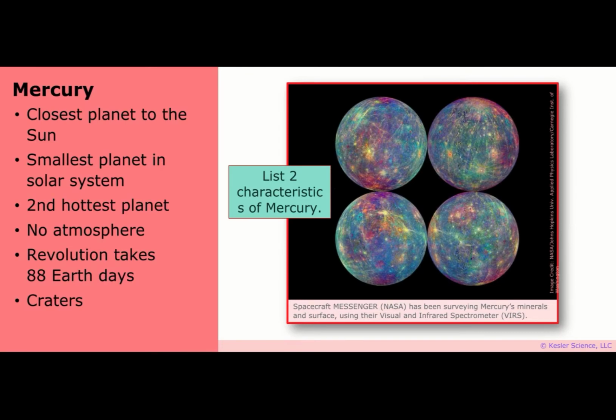Now, let's move on to describing each of the planets. Let's start first with Mercury. Mercury is the closest planet to the sun, and it's the smallest planet. At the same time, it is the second hottest. We'll tell you what's the hottest planet. There's no atmosphere there, meaning there's no gas in the air. It takes about 88 Earth days to complete its revolution around the sun, and they believe there are a lot of craters on Mercury.